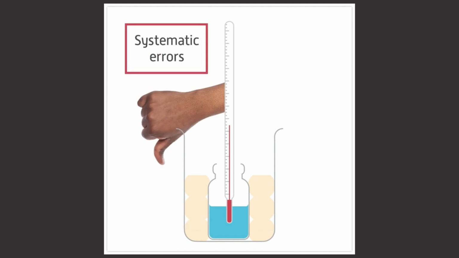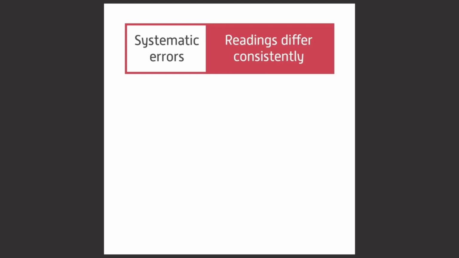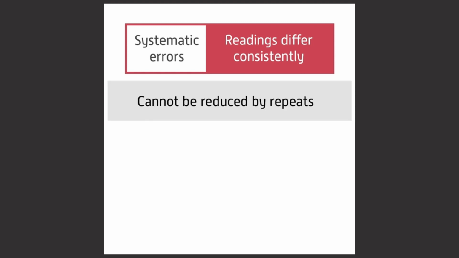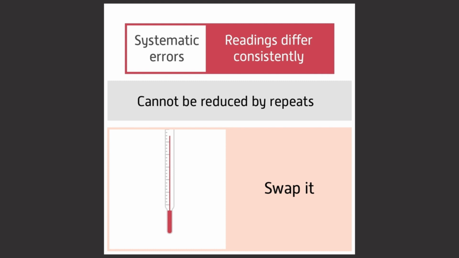If there is a problem with your thermometer, it may result in systematic errors. These cause readings to differ from the true value by a consistent amount each time a measurement is made. Their effects cannot be reduced by carrying out repeats, so if you suspect your thermometer is not measuring temperature accurately, you should swap it for another one and repeat the measurements.